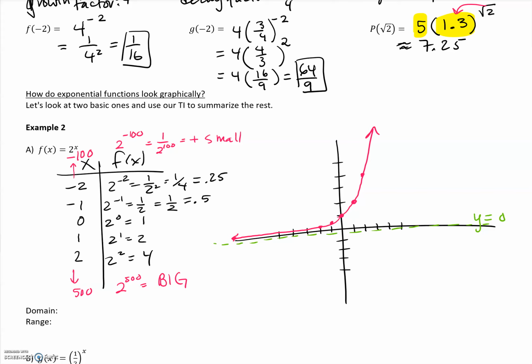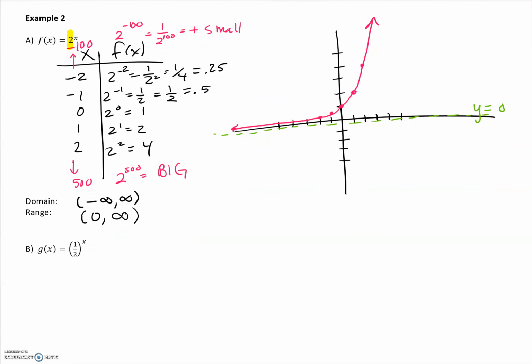That means the domain for this function is negative infinity to positive infinity. I can walk left to right and input any x's I would like. But for the range, I don't have any negative y values, and I don't have a 0. It starts right above 0 and goes up and up forever, all the way to infinity. Now that was a base bigger than 1, the growth case.